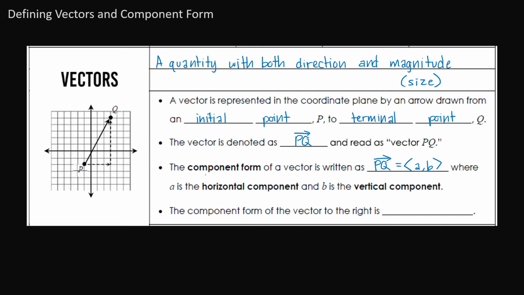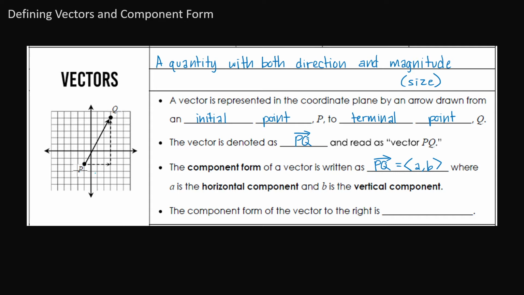The component form of a vector, how we write the direction and size of a vector, is written as vector PQ is equal to A comma B. Notice how we're not using parentheses here. This isn't a coordinate, this is direction. A is the horizontal component and B is the vertical component. In other words, A is how far you're shifting the vector left to right, and B is how far you're shifting it up or down.